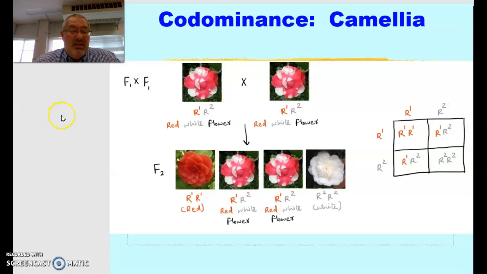Codominance here is illustrated in the camellia. If you were to breed two codominant red and white camellias, the likelihood of their offspring being codominant is 50%. The likelihood of them having red flowers is 25%, and the likelihood of them having white flowers is 25%.